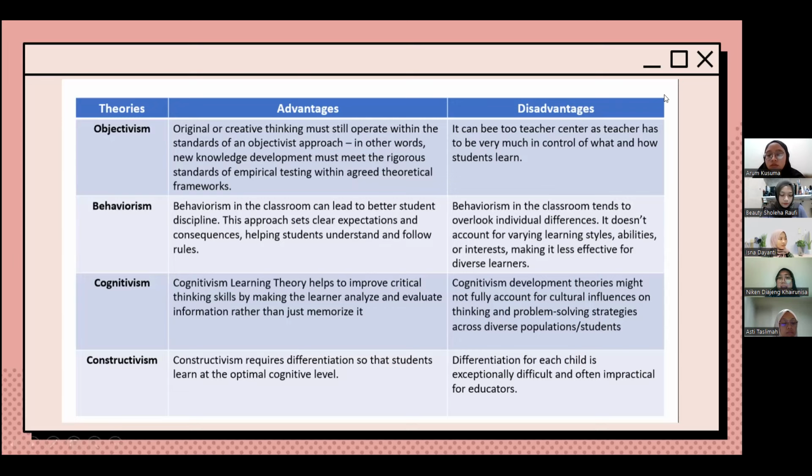And the last is constructivism. The advantages of constructivism, because it requires differentiation, the students learn at the optimal cognitive level. And for the disadvantages of constructivism, the differentiation for each child is exceptionally difficult and often impractical for the educators or the teachers. So those are the advantages and disadvantages of the four concepts.